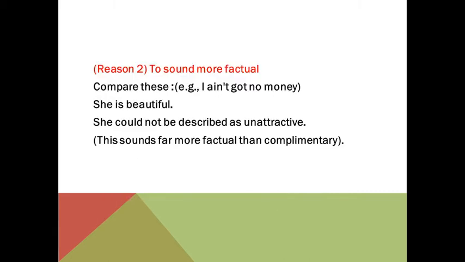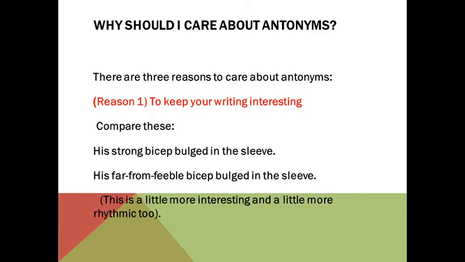Also, the second reason is to sound more factual. And before we go into detail on the second reason, let's get back to the first reason. When we say to keep your writing interesting, that means we would like to avoid using the same words or the same sentence structures. So we add some variety by expressing our idea from the other direction with an antonym. So we can use an antonym to form a deliberate double negative also.